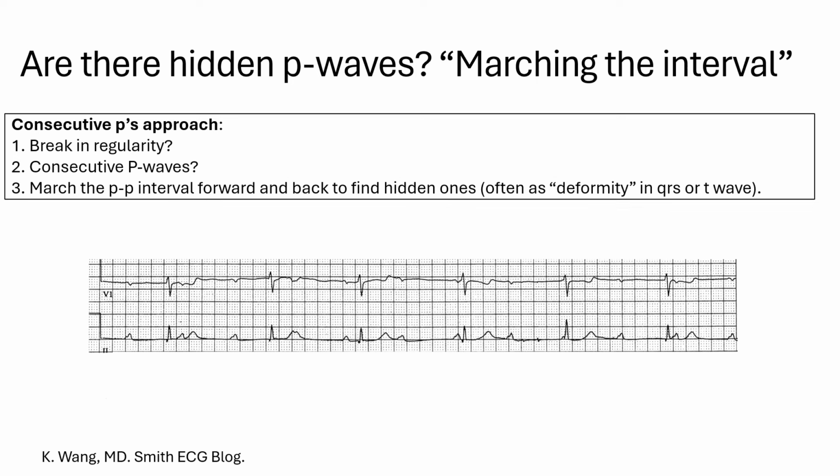When you've seen me holding calipers to a computer screen before, you've probably seen me looking for hidden P waves by marching the interval. Here's how it works. We identify consecutive P waves. We use them to establish a PP interval. We move the PP interval backwards and find another P wave. Then we move it backwards and find another one, but this time it's buried in the T wave. Now let's move forward from the pair of consecutive P waves we found, and we find a P wave buried in a QRS.